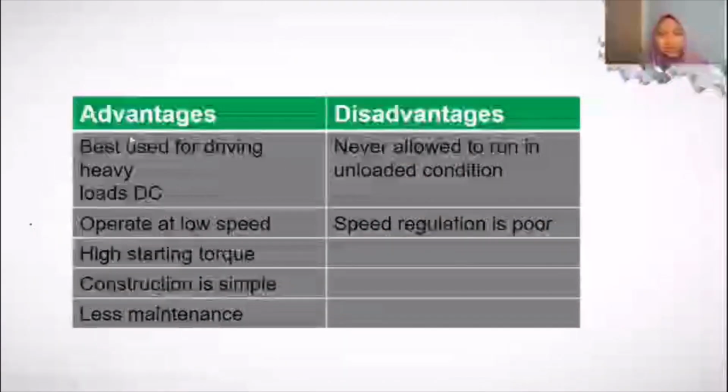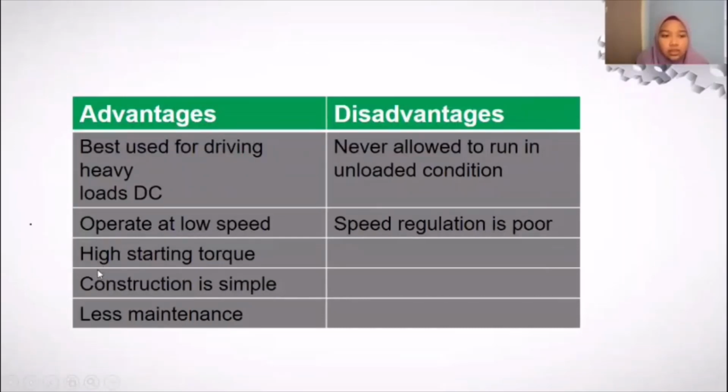Next are the advantages and disadvantages. The advantages are that it is the best for driving heavy DC loads, it operates at low speed, it has high starting torque, and its construction is simple with less maintenance. The disadvantage of the self-excited series is that it is never allowed to run in an unloaded condition, and its speed regulation is poor.